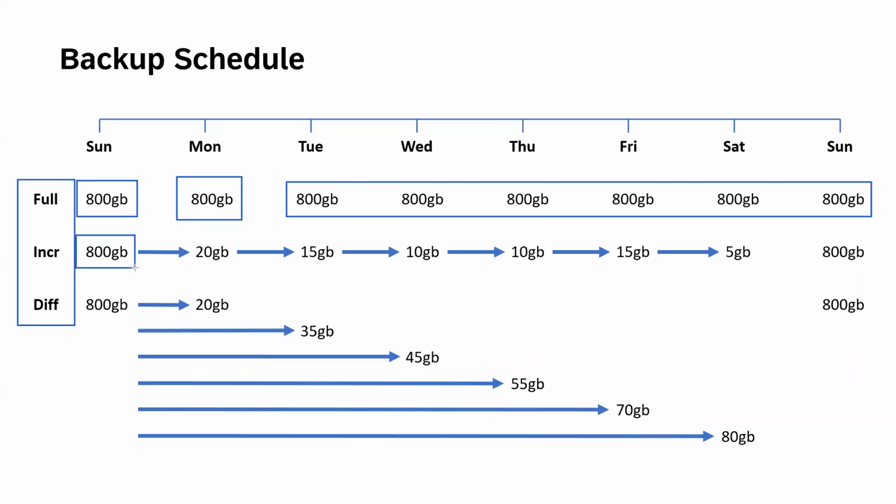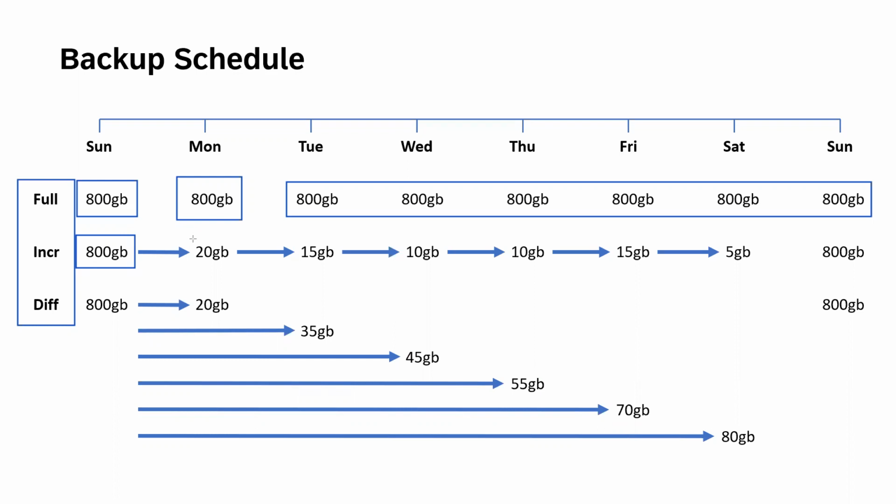Incremental means whatever changes have been done, it has to back up. But since there is no previous backup, it cannot know what changes are there. So in any case, the first backup will always be a full backup. So on Sunday, when you schedule an incremental backup, the first backup will be a full backup.